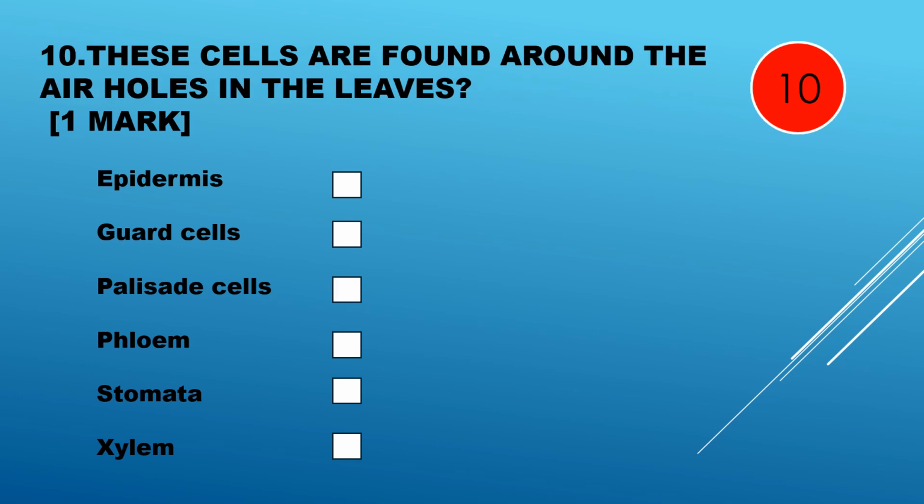Question 10. These cells are found around the air holes in the leaves. Are they called the epidermis, guard cells, palisade cells, phloem, stomata, or xylem? The cells surrounding the air holes in leaves are guard cells.